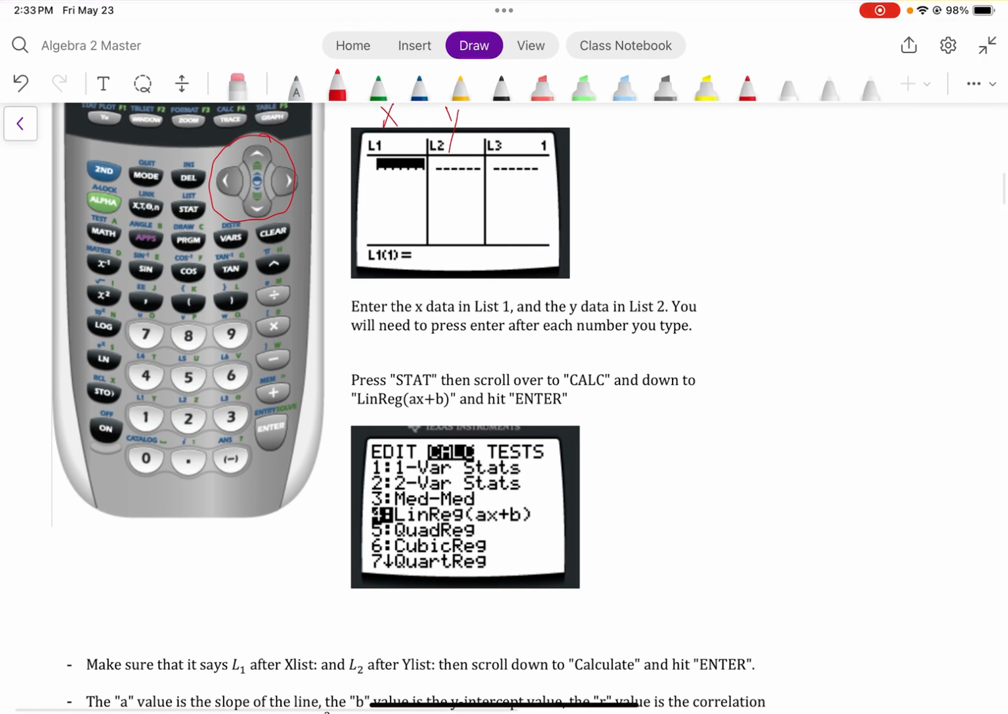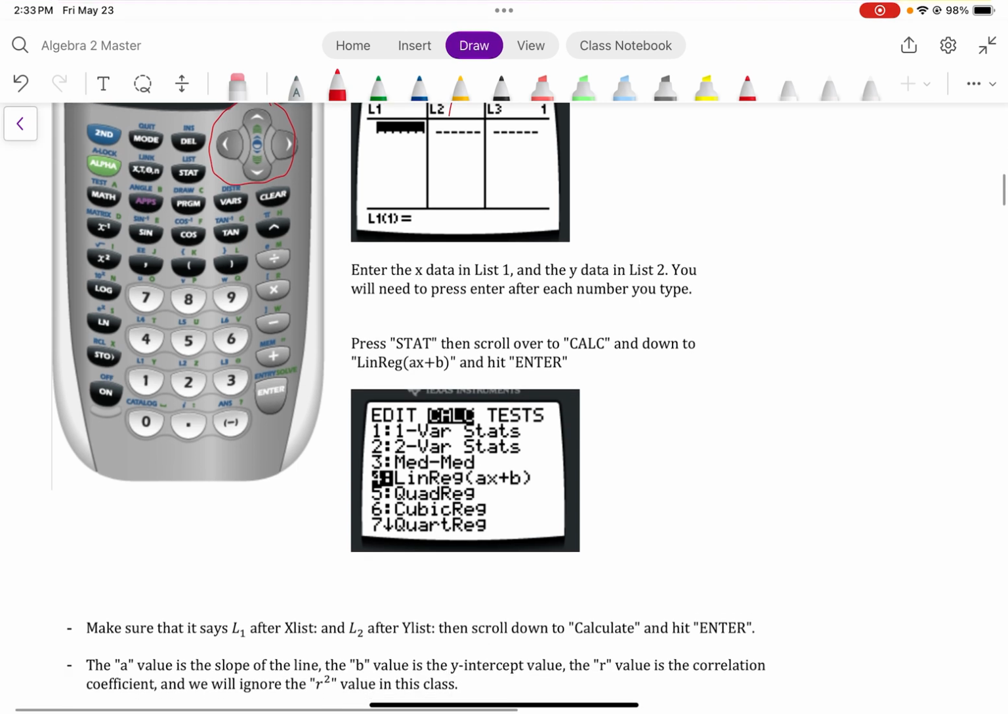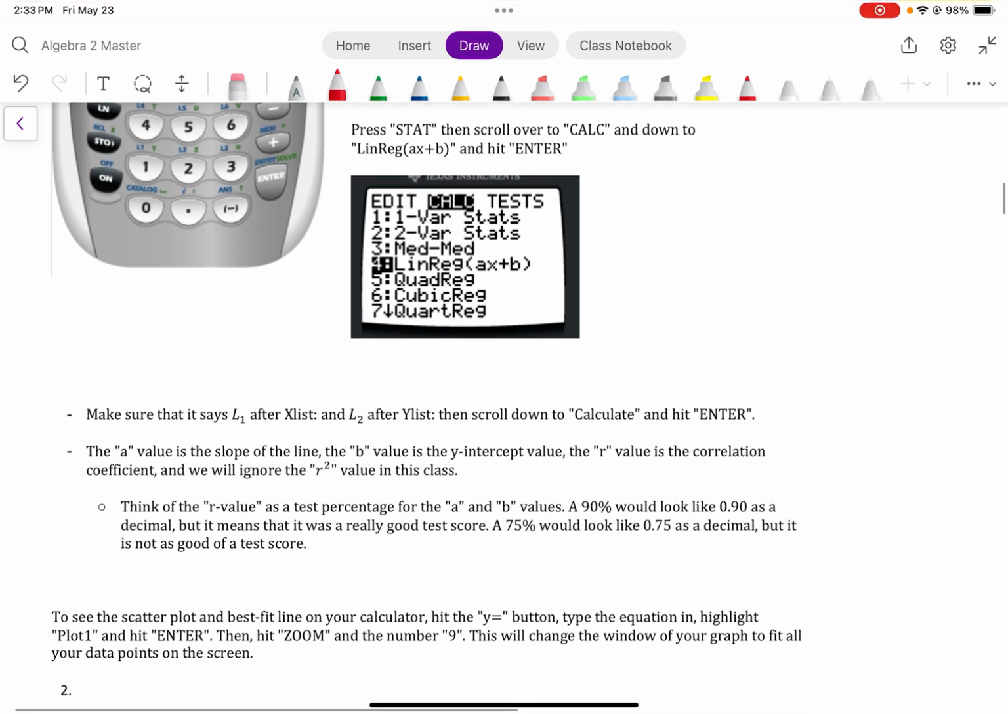So after you get each number put in, you're going to hit the Stat button again. You're going to use the arrow button to the right to go to Calc, and the down button to go to LinReg AX plus B. That stands for linear regression. And you're going to scroll down to hit Calculate. When you do that, your calculator should tell you y equals AX plus B. If it's newer, if it's older, it might not say that part.